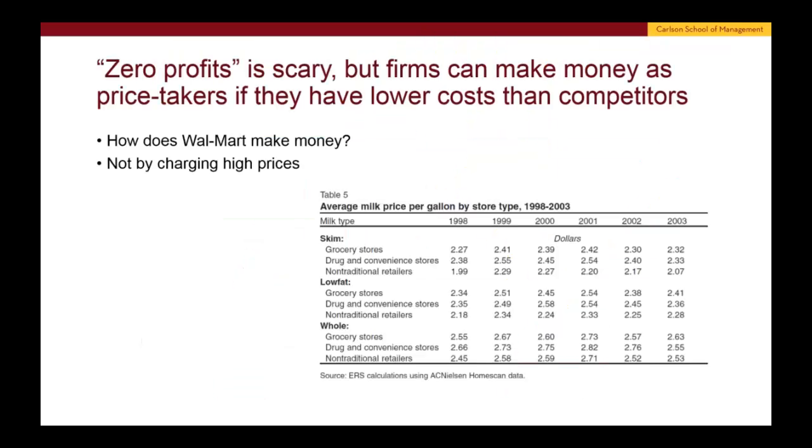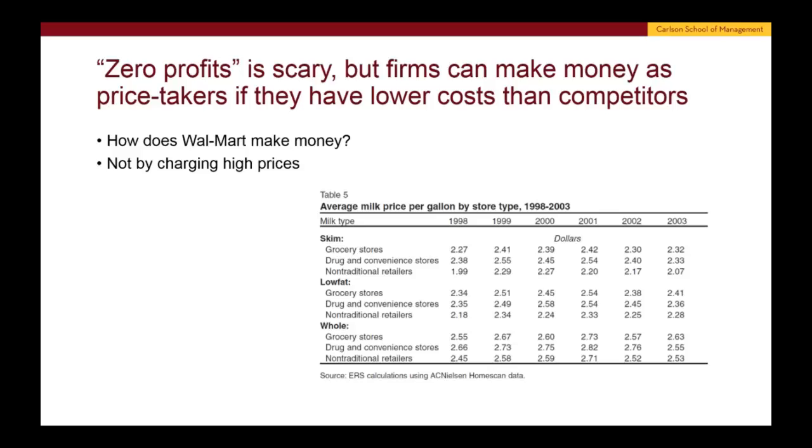Now, this idea of zero profits in long-run equilibrium is pretty scary. But since this is a business school and an economics course in a business school, we should note some important real facts. Firms can make money even as price takers, that is, firms that take the price as given and whose output decisions have no effect on price, if they have lower costs than their competitors.